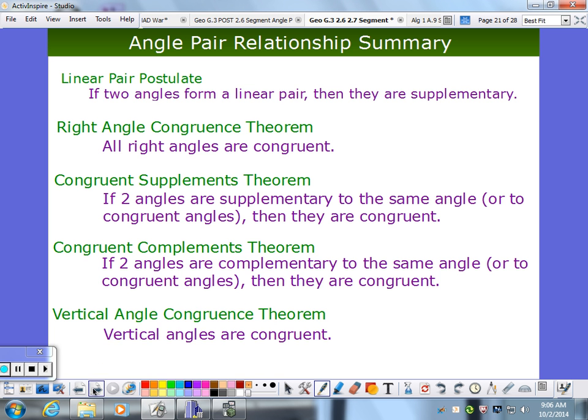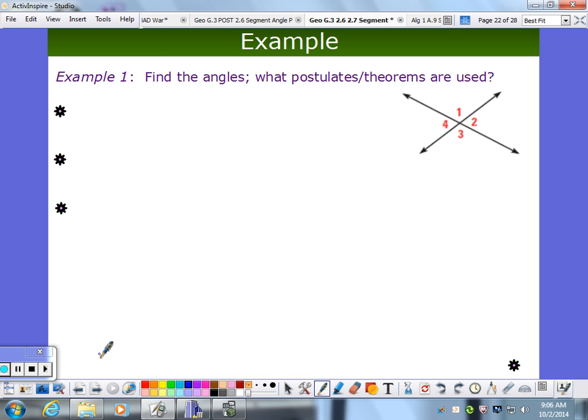Again, this is on the website if you want to see them all together. So let's use a quick example here of how we can use these things. Find the angle measures here. If the measure of angle 1 is 112 degrees, find 2, 3, and 4, and then tell me what theorems and postulates we're using.